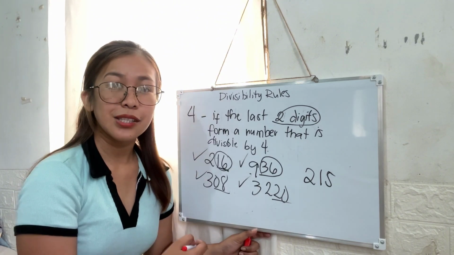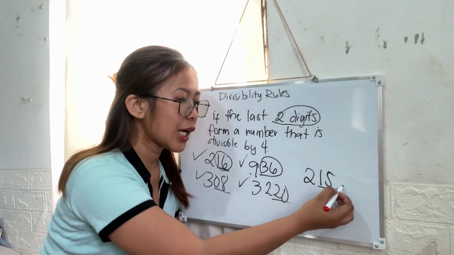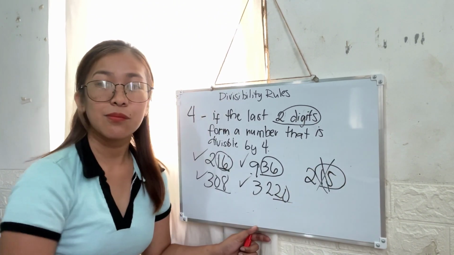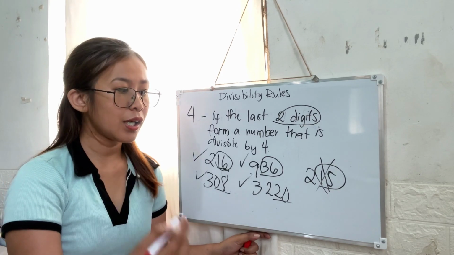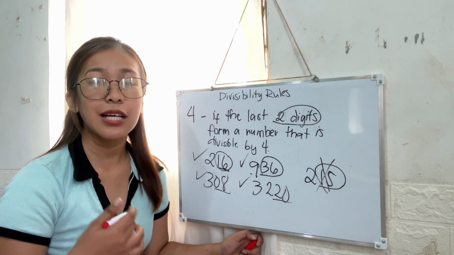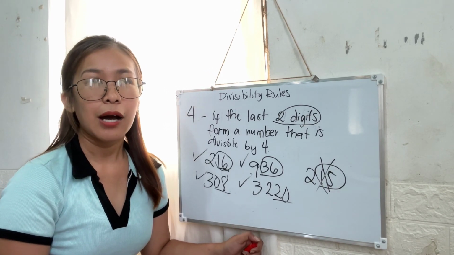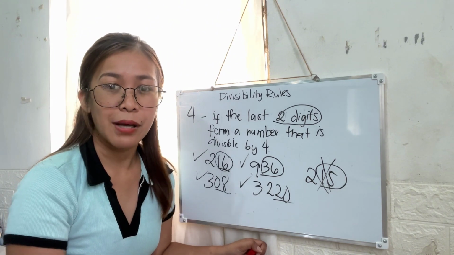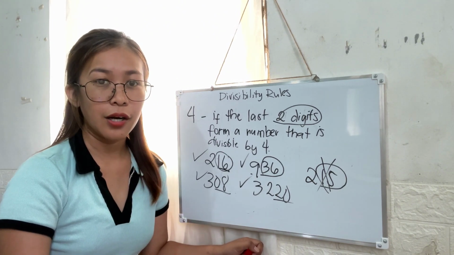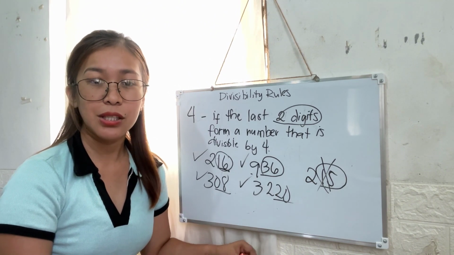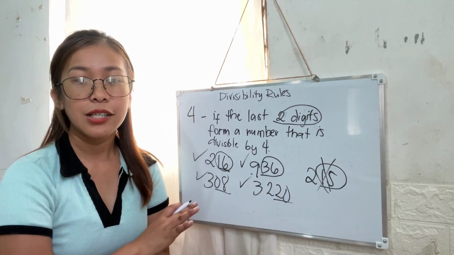It is not divisible by 4 because 15 is not divisible by 4. So, definitely, 215 cannot be divided by 4. Although, it can be divided by 4 pala, but with remainder. Okay, divisibility means madi-divide yung number ng walang remainder.